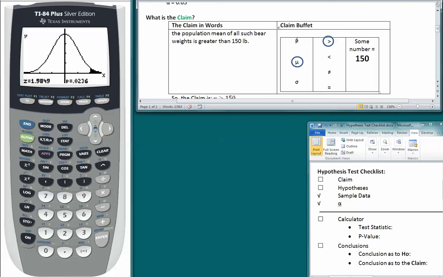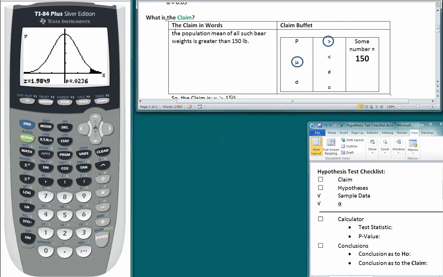And by the way, the claim is always about the population. There's no such thing as a claim about a sample. On the second table, we have all these things: greater than, less than, not equal, and equal. And on the third table, we're just going to put whatever number is in the claim.